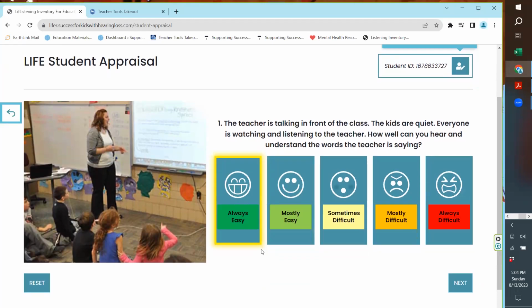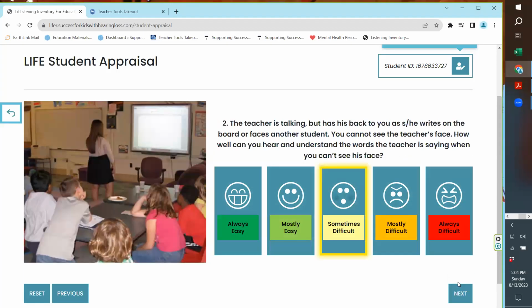And I challenge you and really encourage you to do this as a discussion with the student. Discuss with them, the teacher is talking in front of the class. That means like when Mrs. Seuss is up there and you're sitting in your seat and everybody's listening to her, how hard or how well can you hear and understand what she is saying? So make it a conversation, make it more of an interview. Don't just fill out the form.